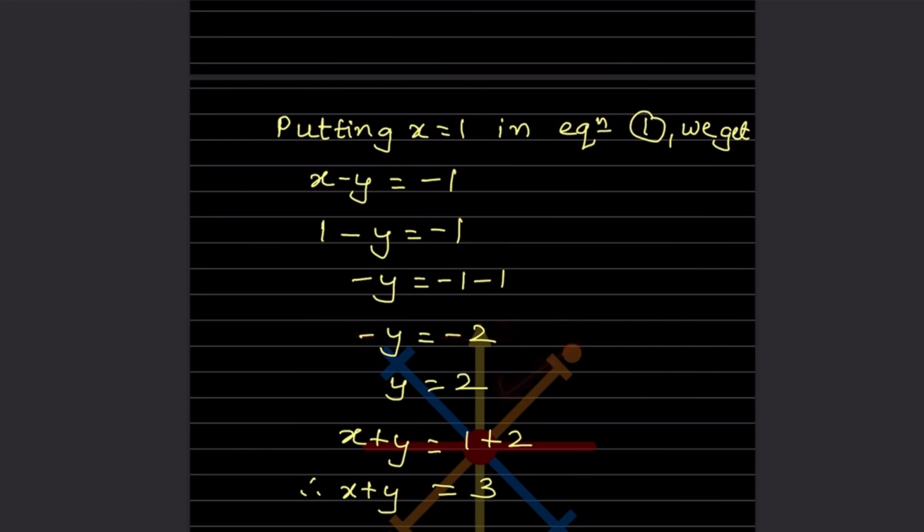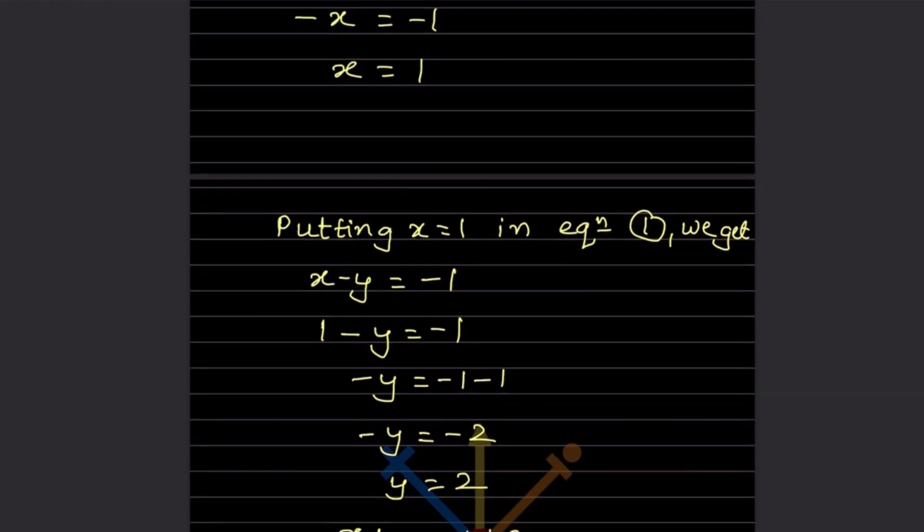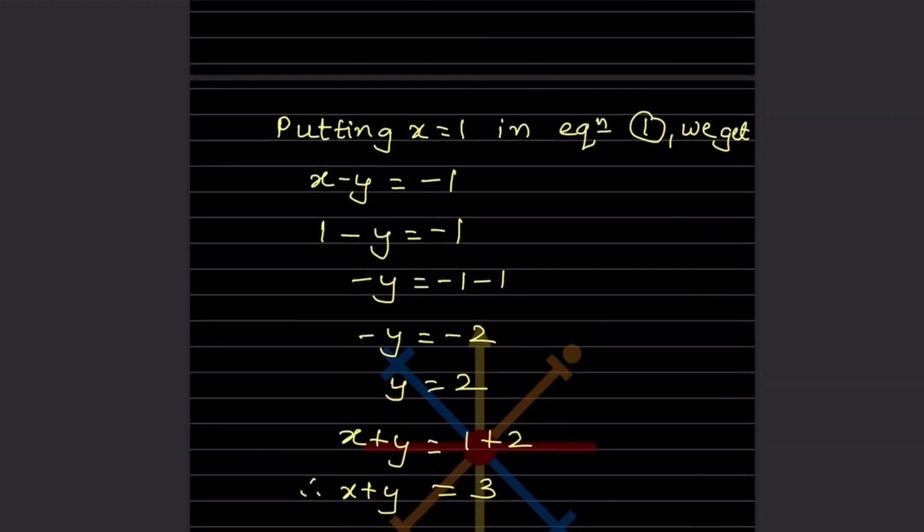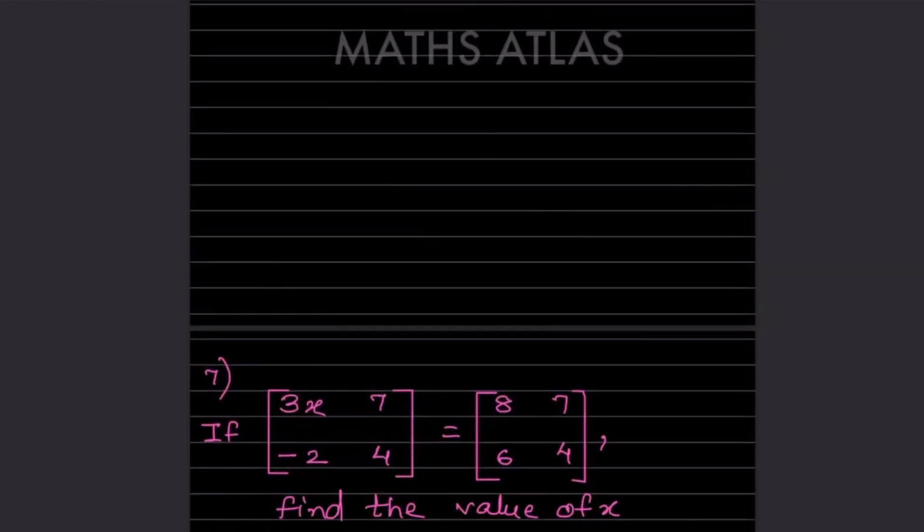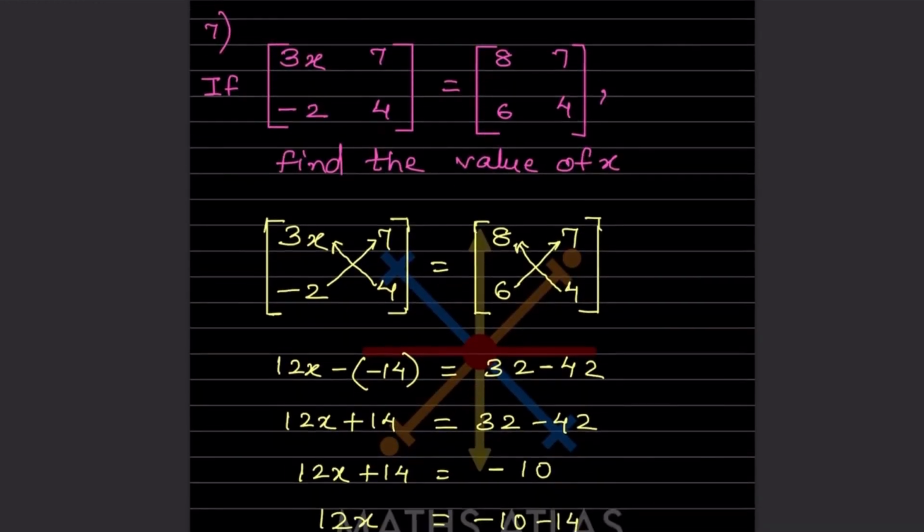So y is 2. So we want the value of x plus y. So what are you going to write here? We got the value of x is 1 and y is 2. So 1 plus 2, the value of x plus y is 3. Now here they have asked for the value of x.